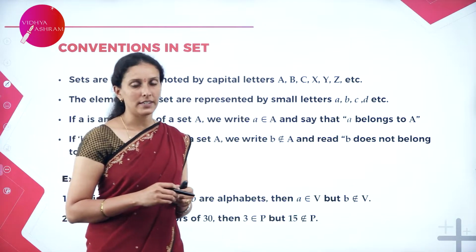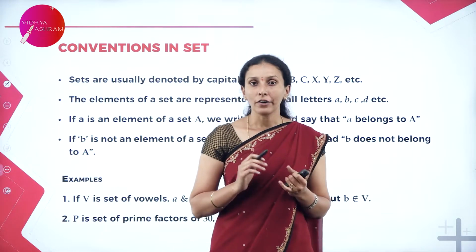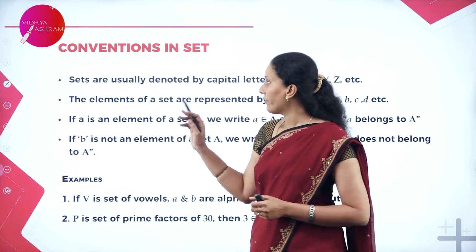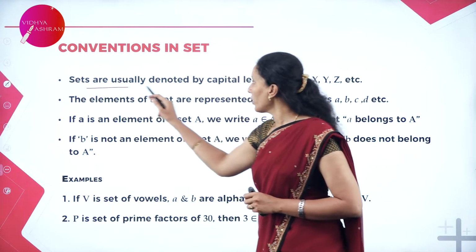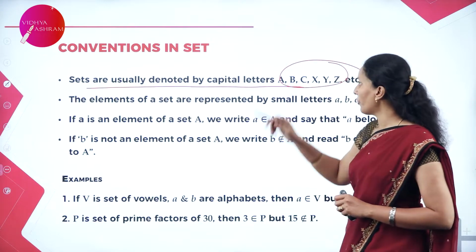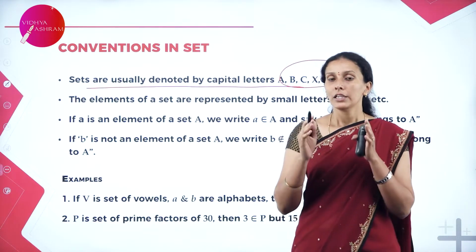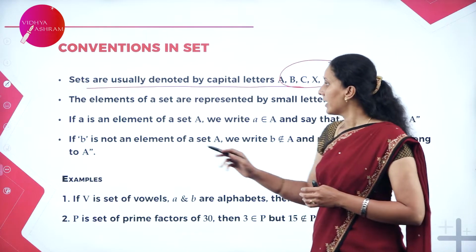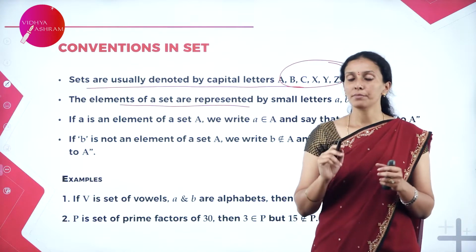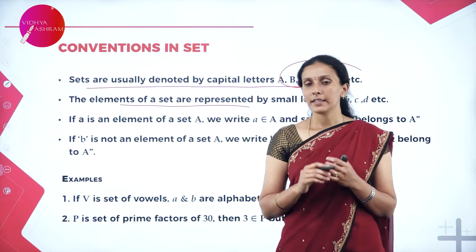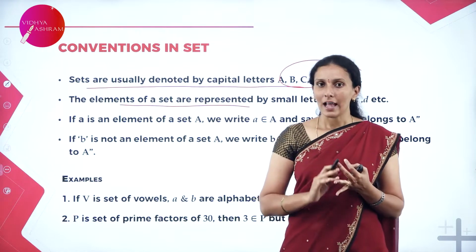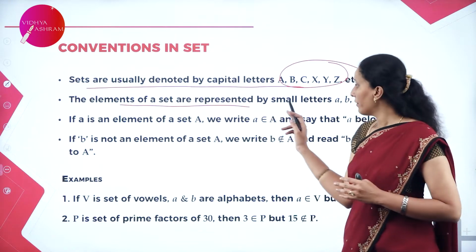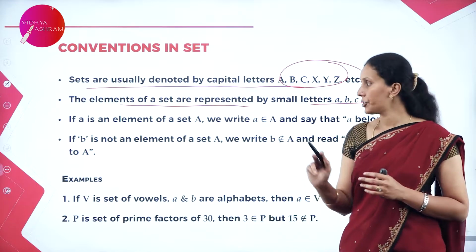Next, conventions in sets. What do we mean by conventions in a set? Here we learn how to denote a set, how to write a set, and how to write the elements inside the set. The very first statement says sets are usually denoted by the capital letters of the English alphabet. So a set can be denoted using capital letters. The elements of a set are represented by small letters. They may be objects like numbers, alphabets, variables, anything. But usually whenever we have letter-type elements, we write them with small letters of the English alphabet.